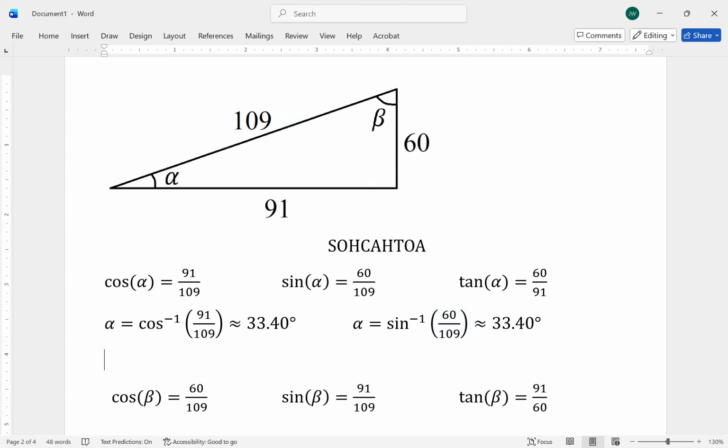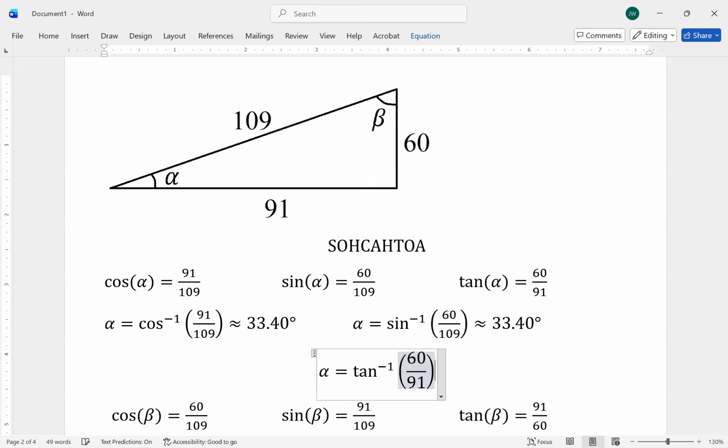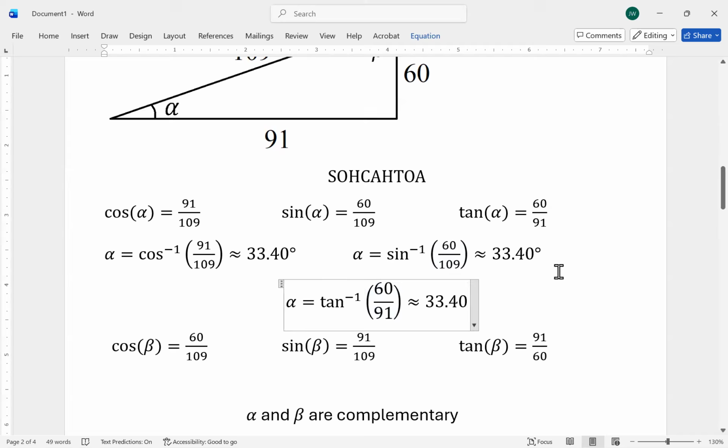And you could have also done this with tangent as well. You could have taken alpha and set it equal to the inverse tangent of 60 over 91. And you end up getting, once again, approximately 33.40. So now I found alpha, and I've done so in 3 different ways. I've used inverse cosine, inverse sine, and inverse tangent because I had all three of these equations.